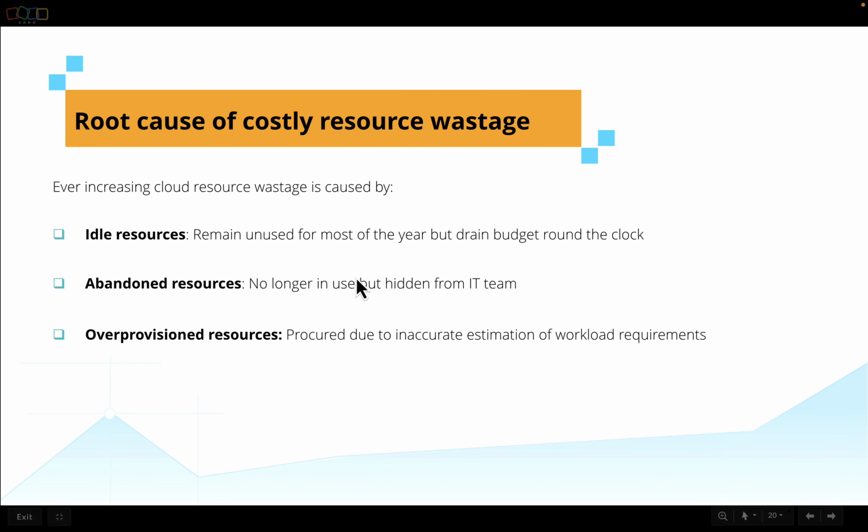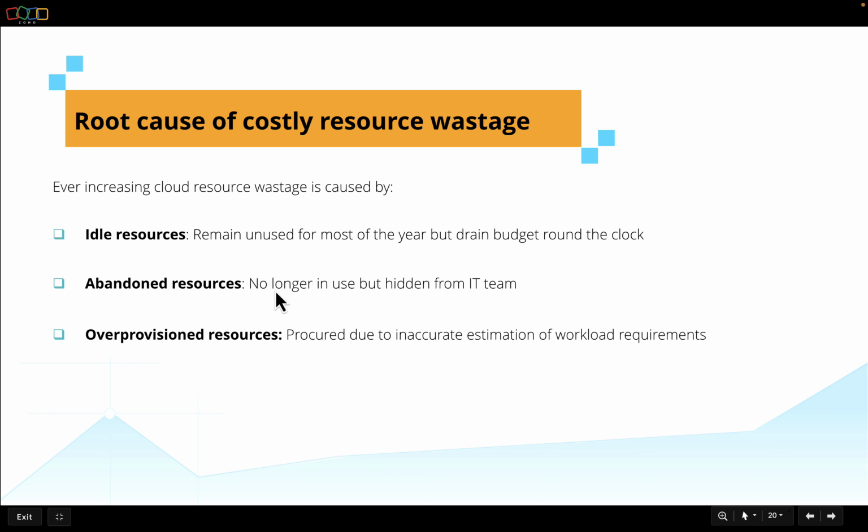The most common observed reasons for such wastage of costly cloud resources include idle resources. These are resources that remain idle for most of the year and are used only during peak traffic periods, say a sale day or a holiday. But organizations continue to pay for them round the clock.